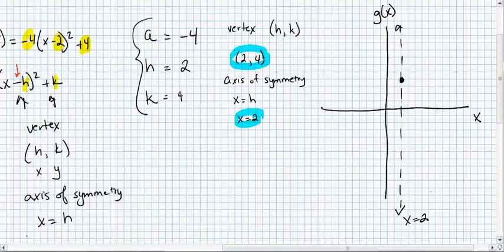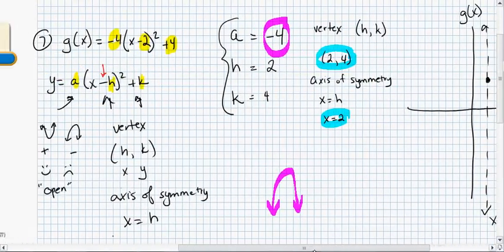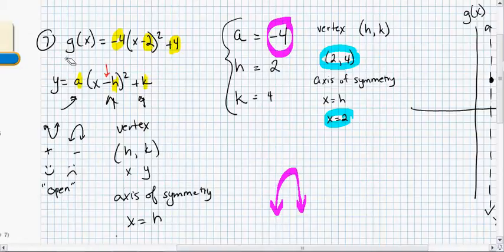Now I need to find some more points. I'm going to notice a couple of things. And the first thing I'm going to notice is that A is negative. So that means that my parabola is going to be a frowny face one, right? Because A is a negative 4. So that means that all the points I'm going to find are going to be heading down in this direction. I don't know exactly where yet, but I know they're going to be going in the downward direction because A is negative 4. I'm going to figure out just where those points are by using my original formula. And the original equation in this problem was this guy right here.